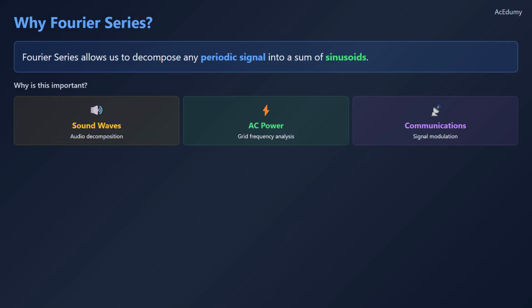Why do we need Fourier series? Previously, we studied elementary signals like step, impulse, and ramp. But real-world signals are often periodic, like sound waves, alternating current, and radio signals. Fourier series allows us to decompose any periodic signal into a sum of sinusoids. This is fundamental to signal processing, communications, and many engineering applications.